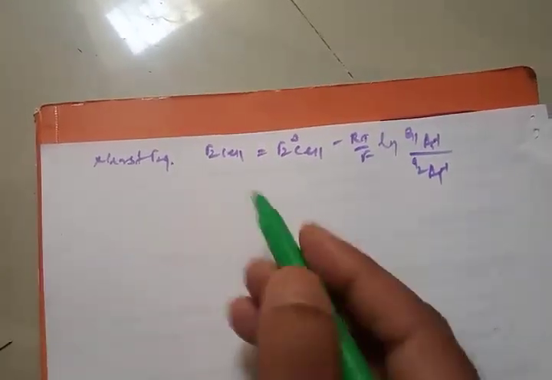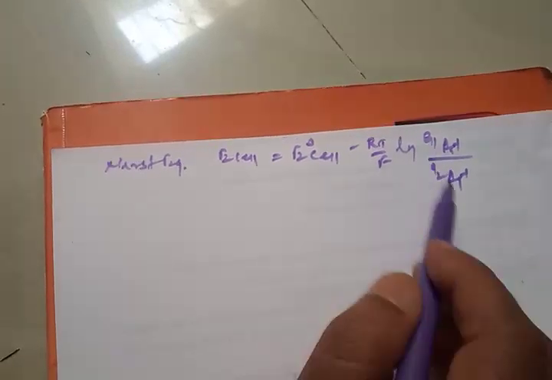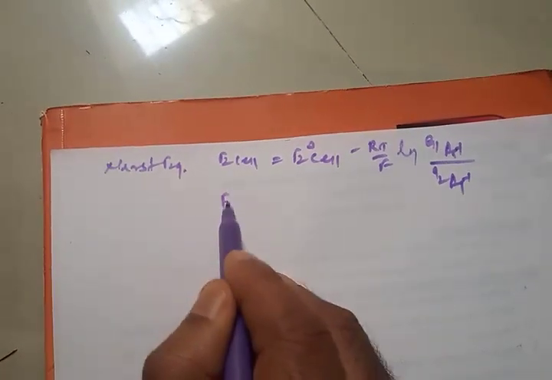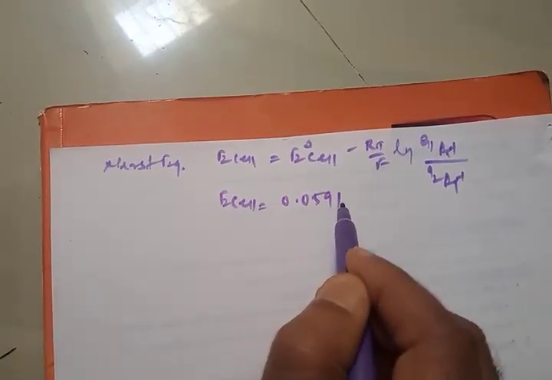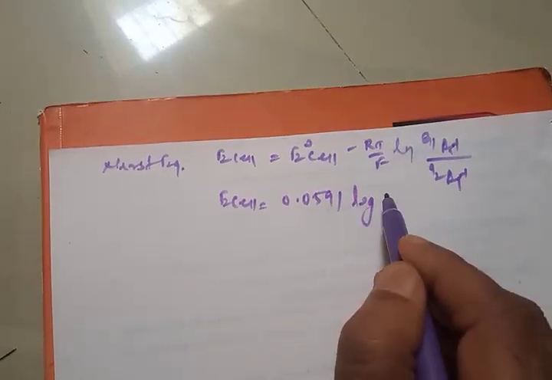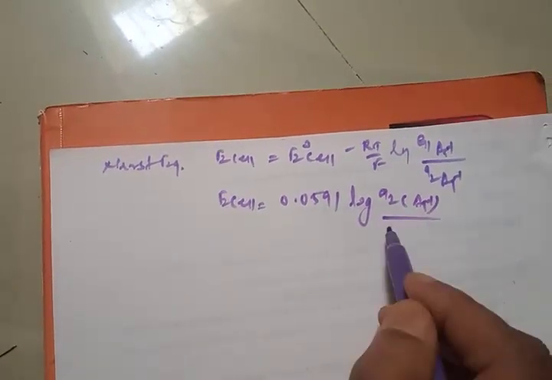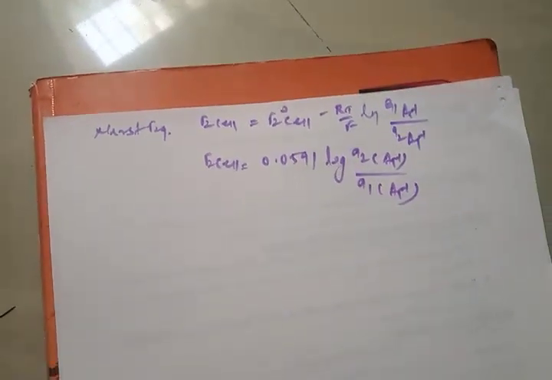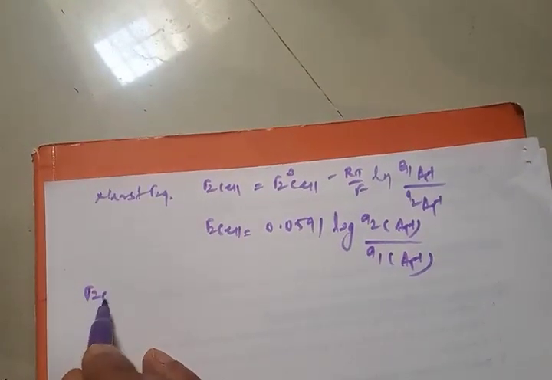Okay, so no need to write it again. And if you go for A2 upon A1, this will become plus, and putting in all values, what will we get? We get E cell equals 0.0591 log A2 Ag plus upon A1 Ag plus. Then we'll go for the further solution.